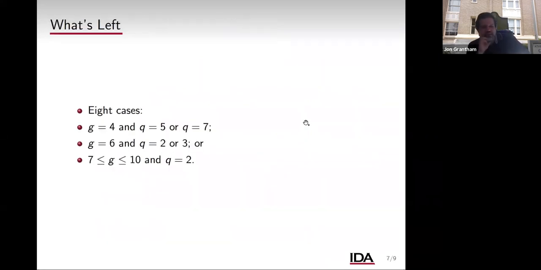So what does that mean? We have 8 cases left. We have the genus 4 case with primes 5 and 7, the genus 6 case with 2 or 3, and then we have the larger cases over binary fields.